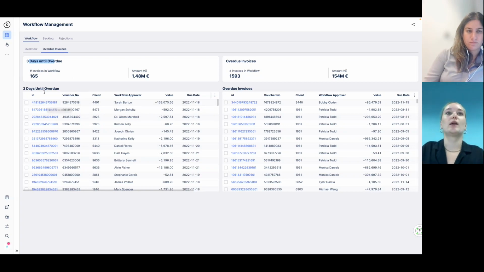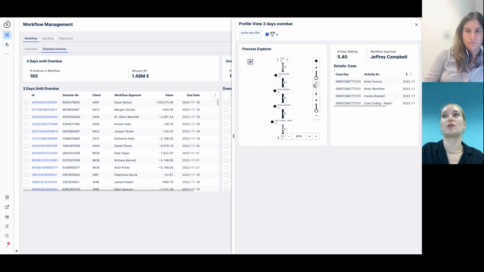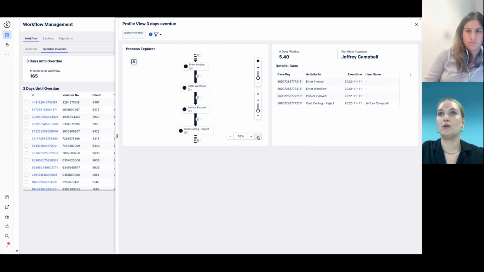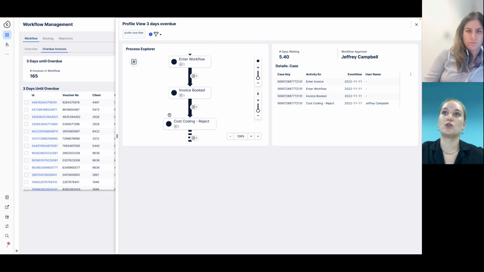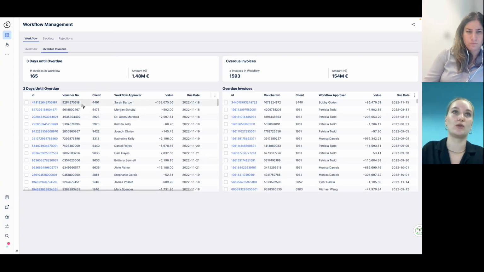So if we look at this invoice here, we can also see where it's stuck. Why is it almost overdue, and where is it stuck in the workflow? So we see here, this invoice is stuck at this step. I'll make it a bit bigger. So this invoice has been stuck at a cost coding step, has been rejected here, and has been there since the 11th of November. So this workflow approver, we can notify and make sure that he has to take action on this invoice.